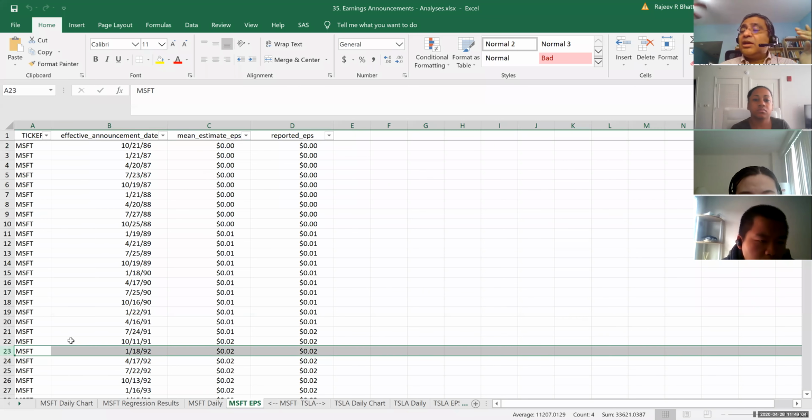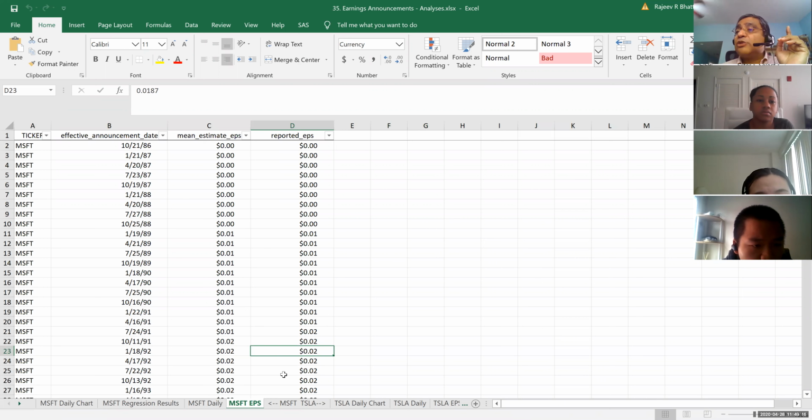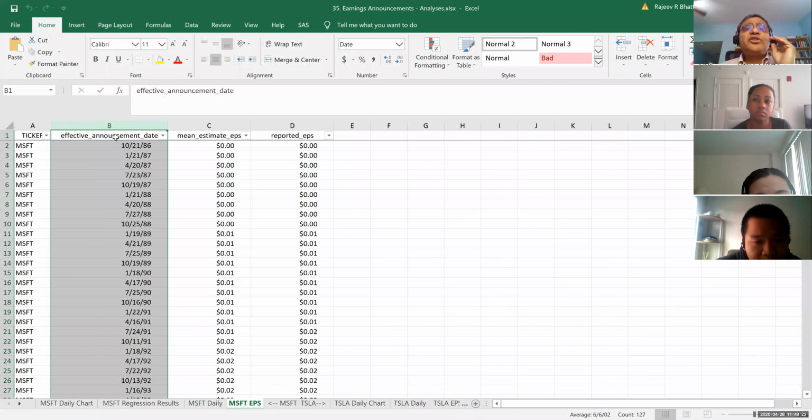Row 23, on January 18th, 1992, the mean estimate by analysts was, in column C, 2 cents, and the reported announcement by Microsoft was also 2 cents. That's what these things are. Now, what's the difference between effective announcement date and actual announcement date?